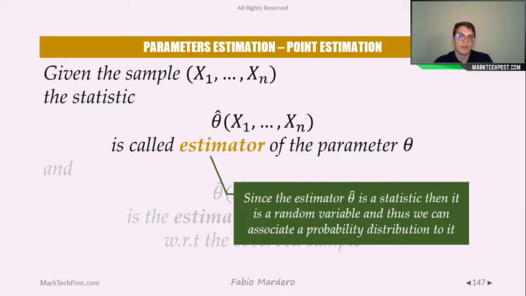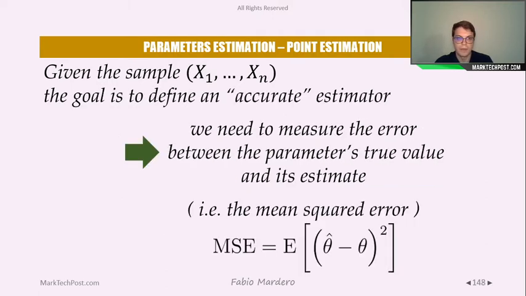Since again the estimator theta hat is a statistic, then again it is a random variable, and thus we can associate a probability distribution on it. Pretty straightforward. So given a generic sample, the goal is to define an accurate estimator. And what do we mean by accurate? For example, we need to measure the error between the parameter's true value and its estimate, and to try to decrease that error, to minimize that error.